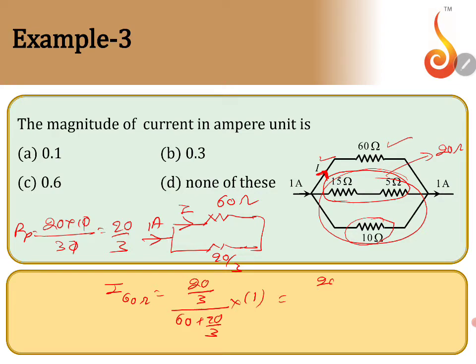Which is equal to 20 by 3 divided by 3 into 60 is 180, 180 plus 20 is 200 by 3. So this 3 gets cancelled, it is 20 divided by 140. It cancels, and this is 7. So it is 1 by 7, approximately 0.1 and some change. So the correct option here is 0.1. Let us see the next question.